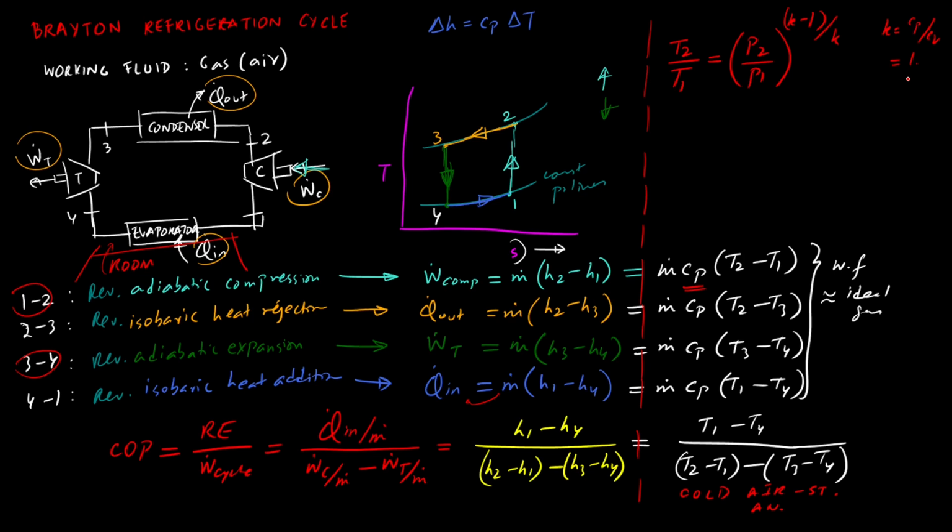And then for process 3 to 4, I can also write it in terms of T4 by T3, just as I've done here, equals P4 by P3 to the power K minus 1 by K. And then P4 by P3 is actually just P1 by P2. Why is that? Just look at this. This is a constant pressure line, so P1 is at the same pressure as P4, and P2 is at the same pressure as P3.